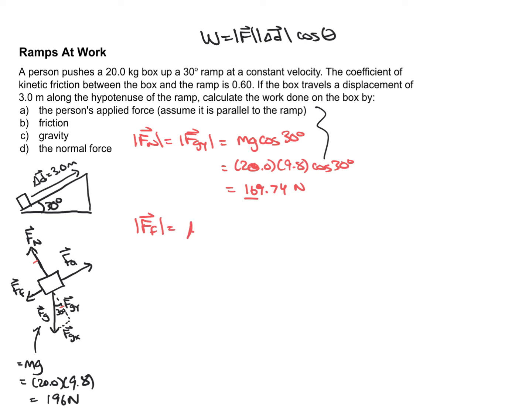Frictional force is mu times normal. So that'll be 0.60, the coefficient of friction, times the normal I just got, which I have not yet cleared from my calculator screen. So that's useful. I can just continue on and hit times 0.60 on my calculator. So getting 101.84.